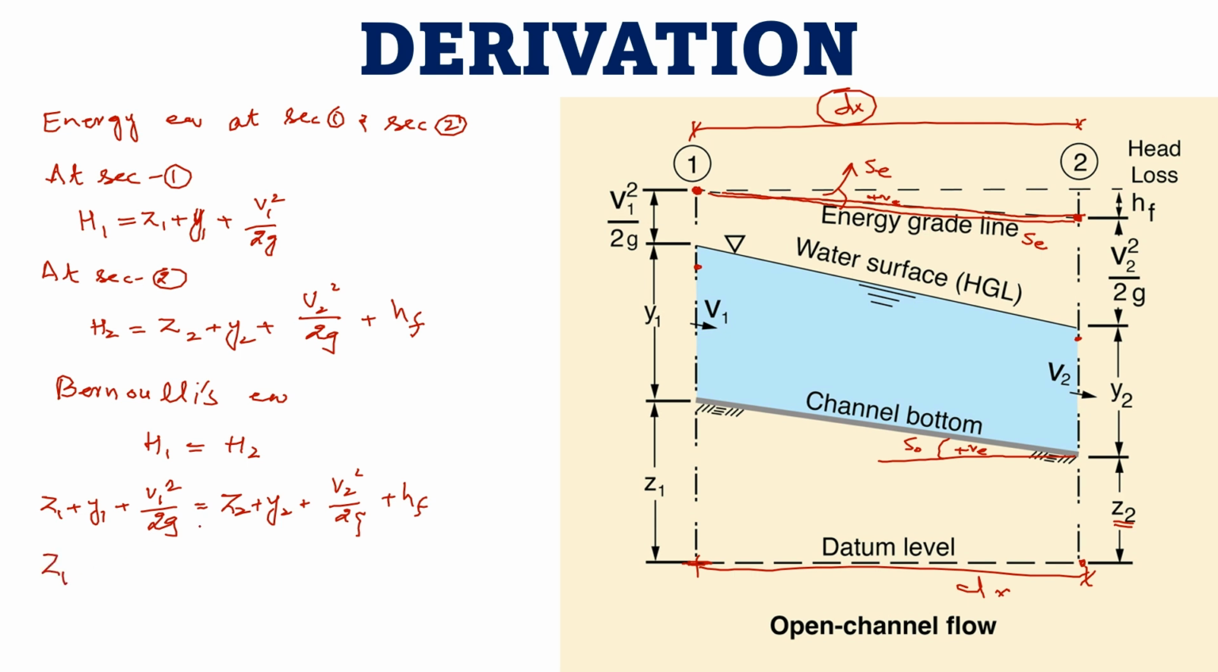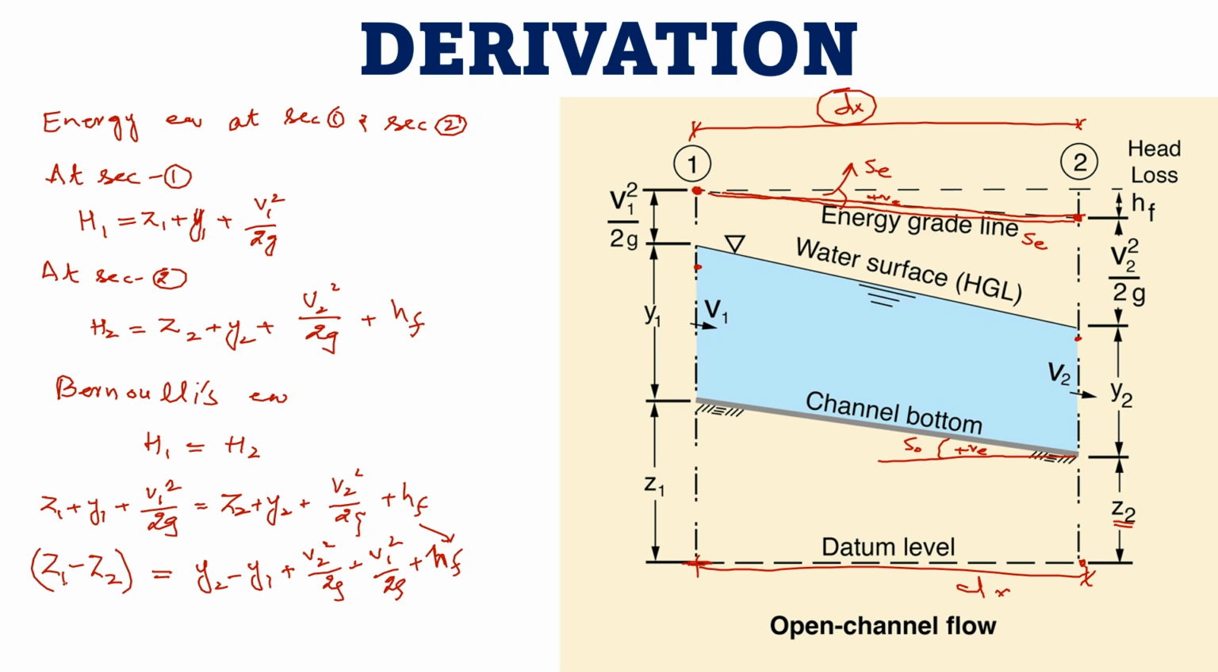We can shift this Z here. This is Z1 minus Z2 is equal to Y2 minus Y1. Just keep the elevation heads on one side and the other heads on the other side, plus V2 square over 2G minus V1 square over 2G plus HF.